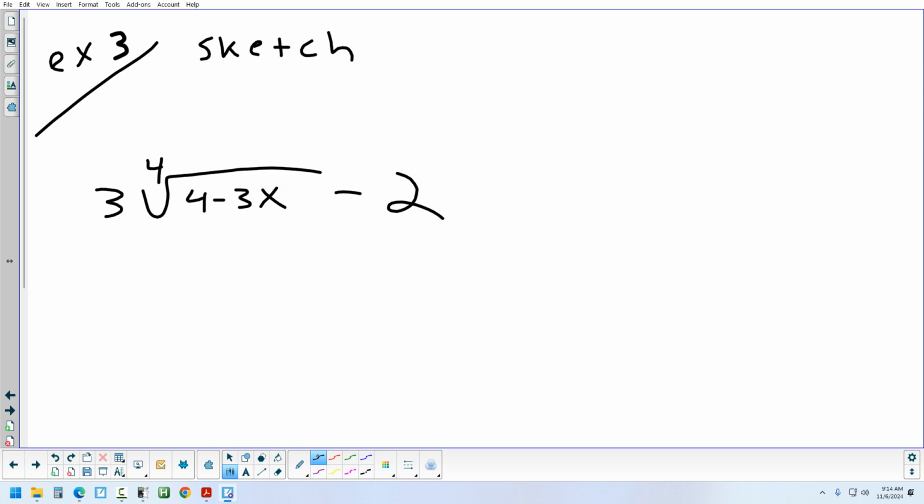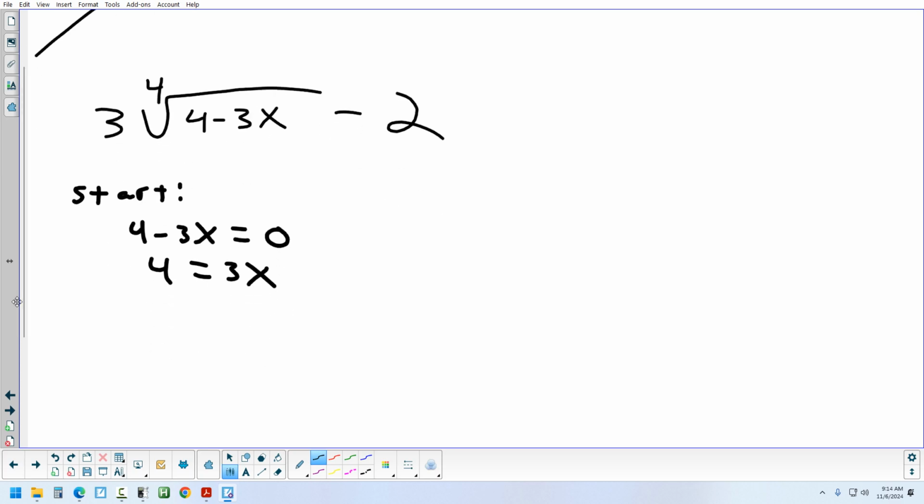All right. What's the equation that I would set up to find the x value of my start point? Yep. 4 minus 3x equals 0. 4 minus 3x equals 0. We get 4 equals 3x. And that means x is going to equal 4 over 3. Okay, so there's my x value.